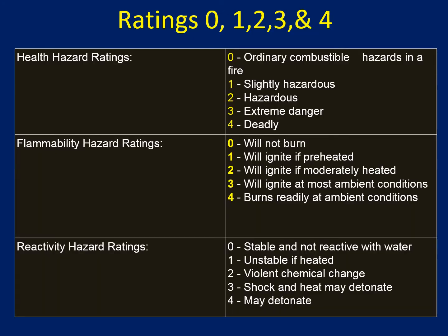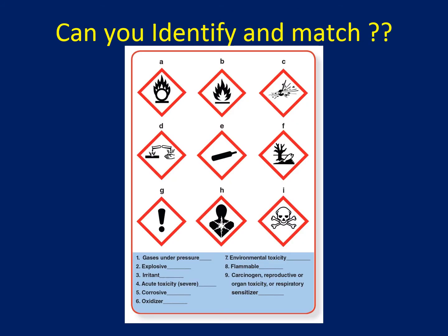As I told you, the numbers are increasing from 0 to 4. 0 has a low weight and 4 has a high weight, and you can identify whether they are highly flammable, highly reactive, or highly health hazardous based on the number that appears in the label or MSDS form. So can you identify and match those symbols with the following information?